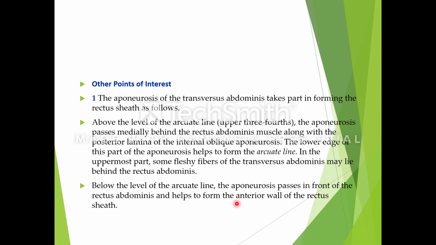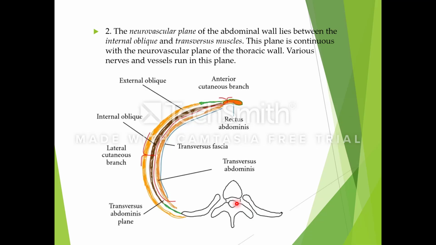It also forms the rectus sheath. In the rectus sheath lecture, we will discuss how the rectus sheath is formed. See here in this diagram, this is the external oblique muscle. Then this one, the brown colored, this is the internal oblique muscle, and this one is the transversus abdominis muscle. Here you can see that the neurovascular bundle is present in between the internal oblique and the transversus abdominis muscle. So this is the neurovascular plane.